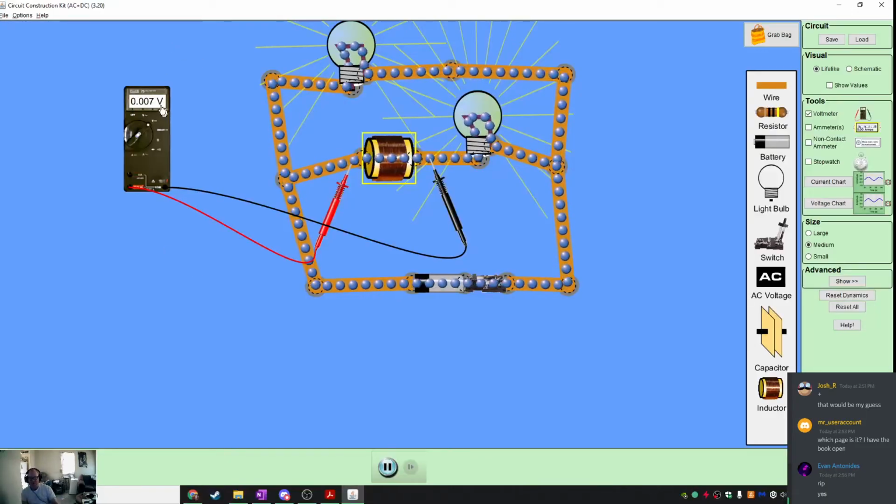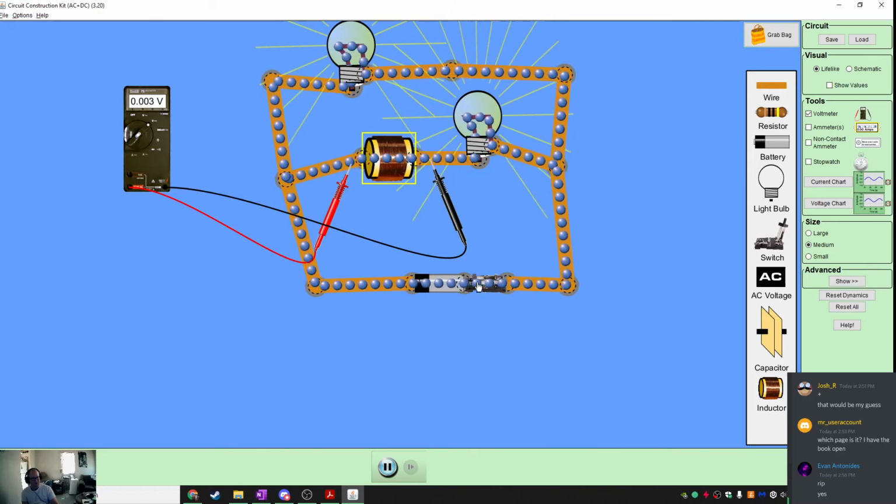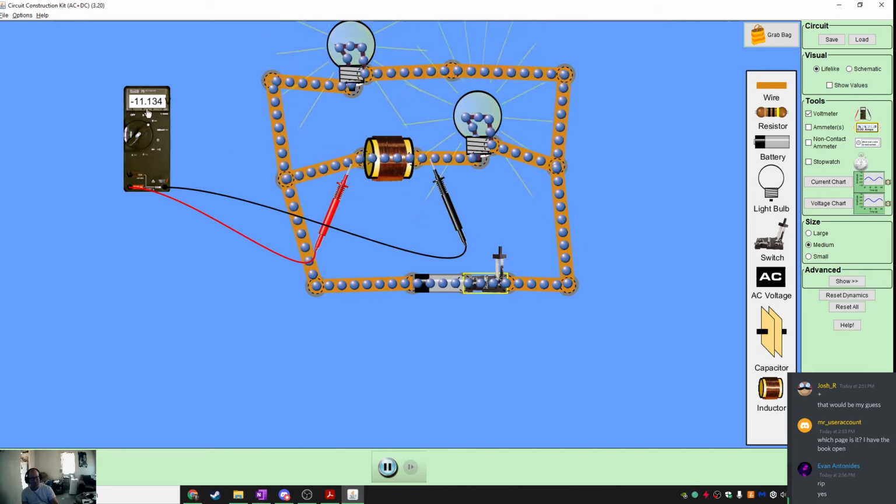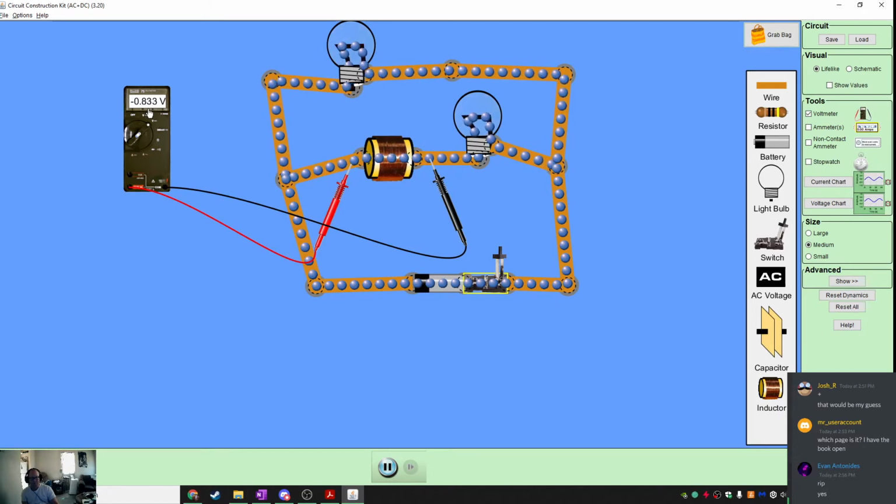So if we watch this right here, the claim should be that this should now start to read a negative value when we open this. So let's open this on 3, 2, 1. And it does, it reads a negative value. So they're right from the perspective of actually checking this.